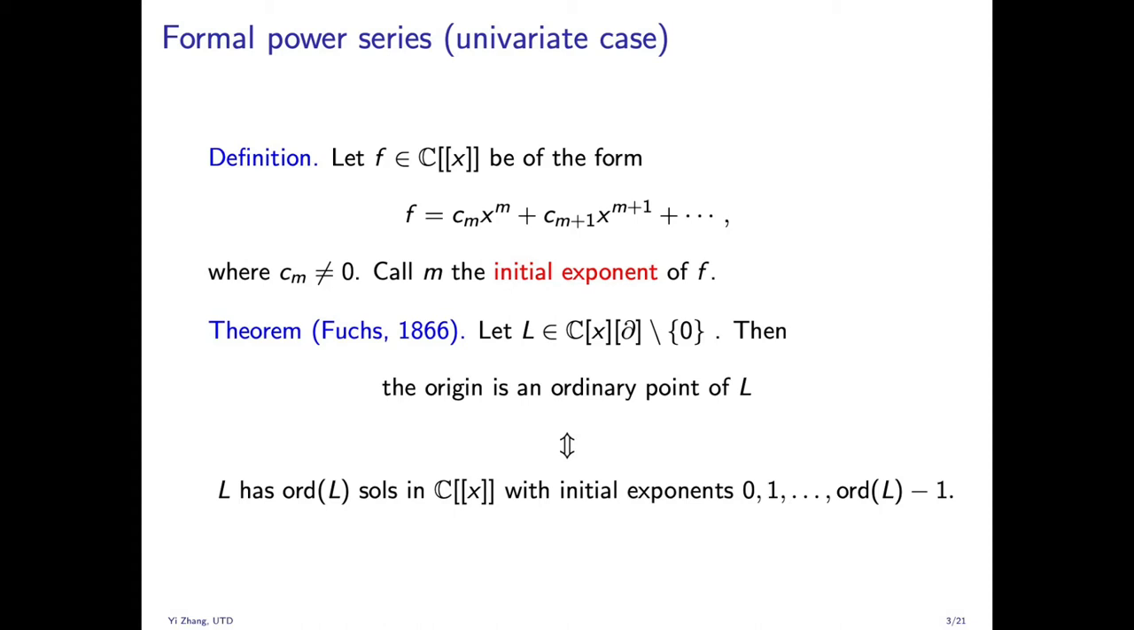And Fuchs, he proved the following theorem in 1866. So given a non-zero differential operator, he gives a characterization for the ordinary point of the differential operator. So the origin is an ordinary point of L if and only if L has order L linearly independent formal power series solutions with consecutive initial exponents from zero to order L minus one.